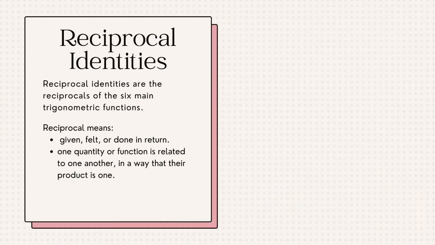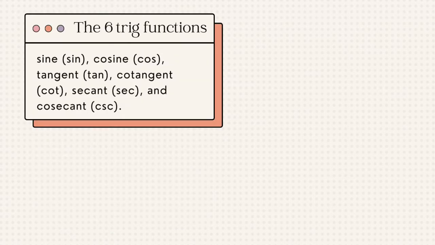Pretty simple, right? These are basically the reciprocal identities, but with the 6 main trig functions. If you don't recall the 6 main trig functions, I will pop them up on the screen. The 6 main trig functions include sine, cosine, tangent, cotangent, secant, and cosecant.